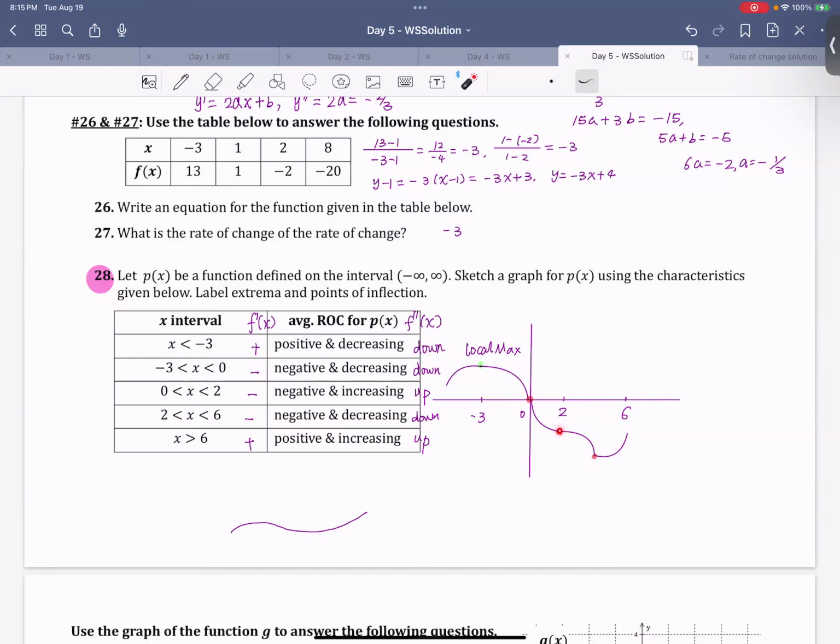Same thing for you, Ryan. Ryan, don't make a small hump here. Go flat, flat, go down. Okay? Ryan, yes? You understand what I say? Don't make a small hump here, okay?